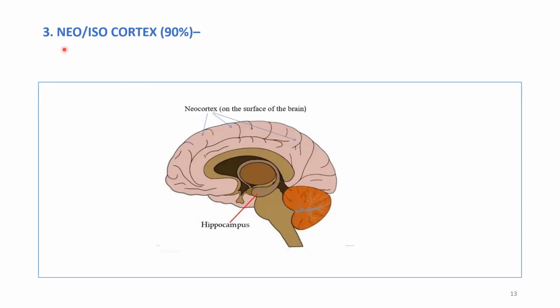Then comes neocortex or isocortex, which is 90% present in the brain. So this is neocortex.